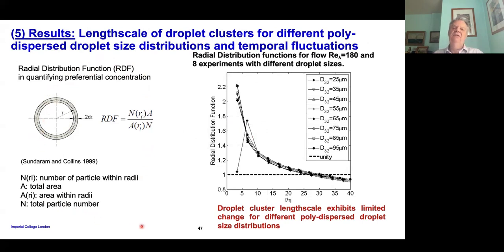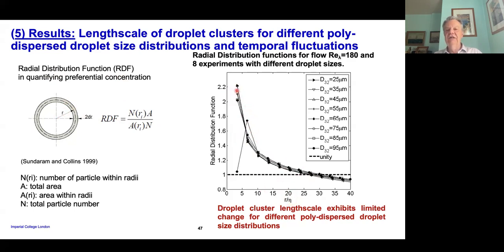A second aspect that we'd like to have is the length scale of the clusters. So we can calculate in space, on the basis of the instantaneous images, time-dependent, the radial distribution function, which is a correlation of the concentration in space. So you see eventually how the radial distribution function changes, and this is now in space. So this is normalized with the Kolmogorov length scale.